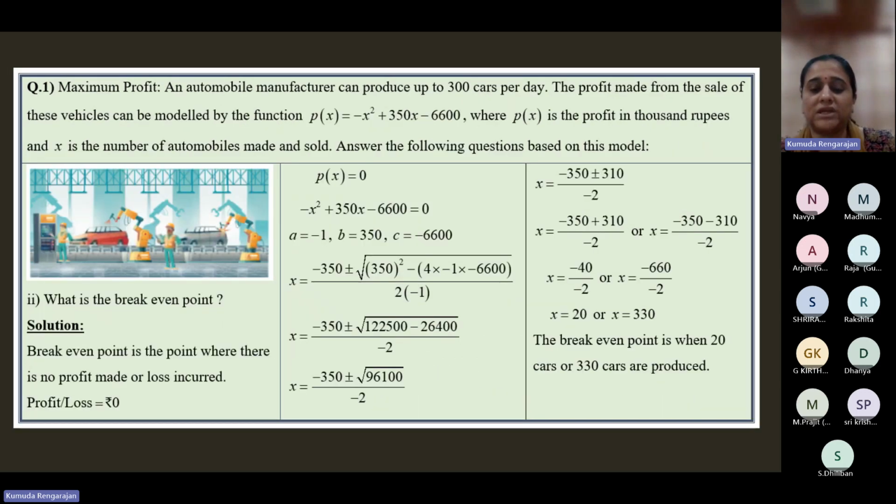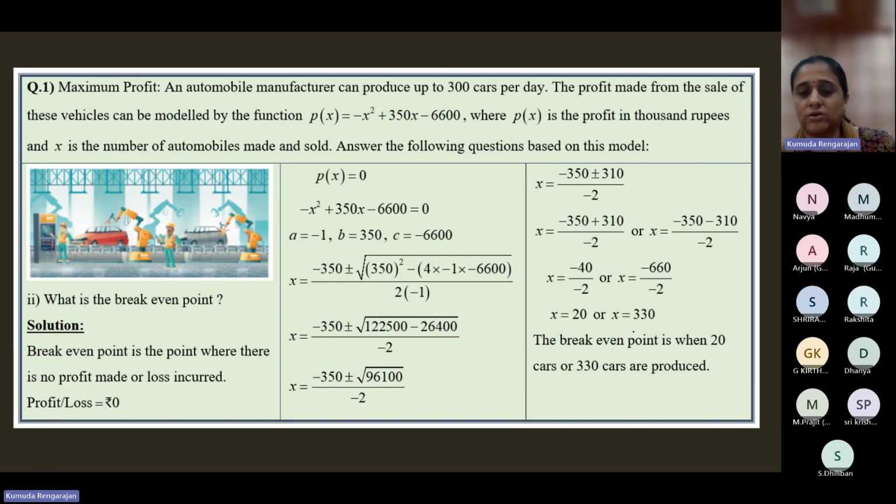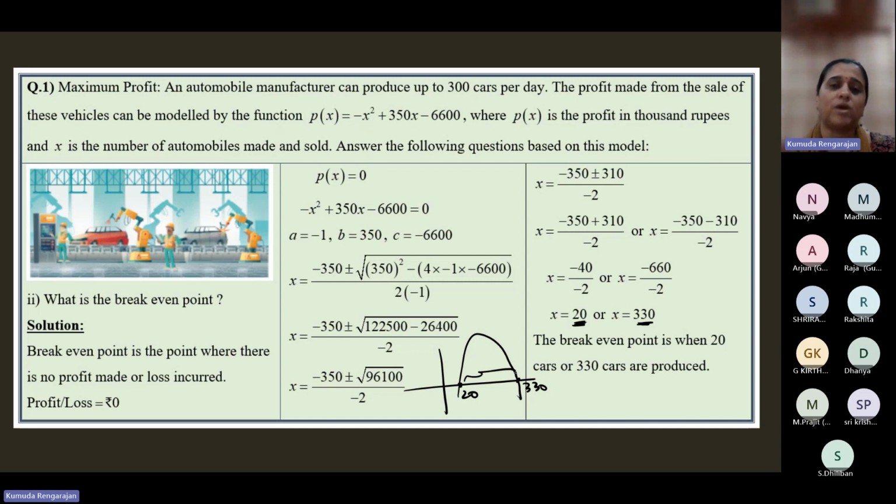Now, since we have found the break-even points, we know that anything less than 20 or anything more than 330... Okay, 1 minute. Let me not talk like that. Show like this. So cars manufactured between this only, there will be profit. If you manufacture beyond this, it will be a loss. That's what is given by this equation.